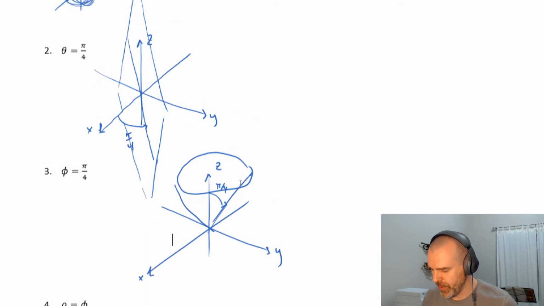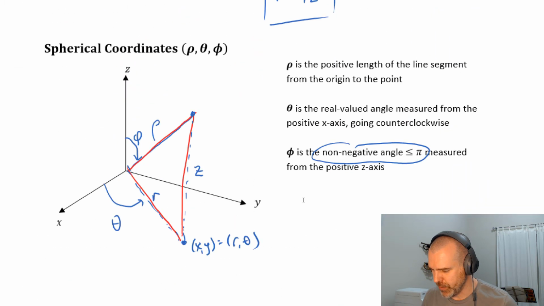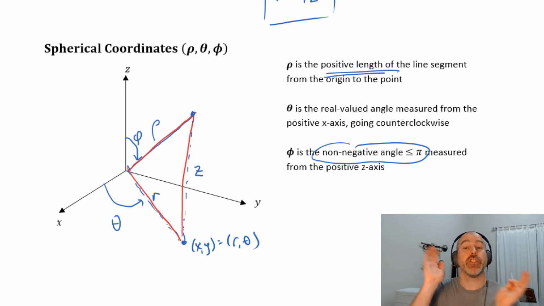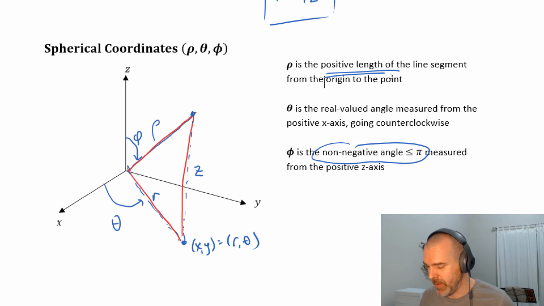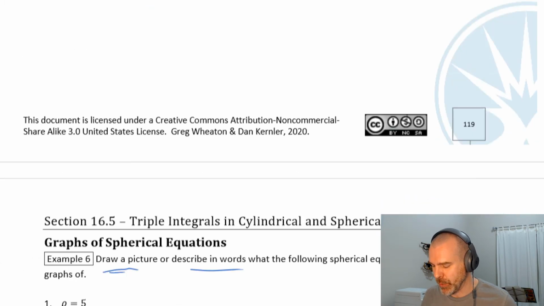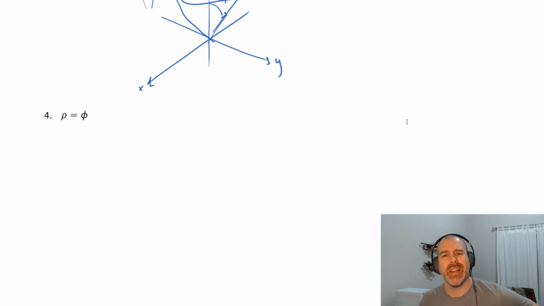Oh, and we should clarify here, we go back up to the definition for rho. Rho here is the positive length of the line segment. So we're just going to be the top half here. If we wanted the bottom half, we would have to say that phi could be 3 pi over 4, which would give us the bottom half. It has to be a positive rho. All right, last one. Rho equals phi.